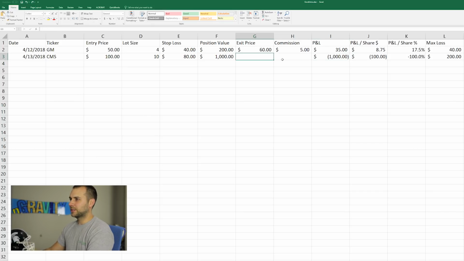So then I'm gonna say my exit price on this, let's say we actually lost money on this, right? So I didn't quite hit my stop loss, but I got out at $90. My commission was still $5. So there you go. You say my profit and loss was negative $105, right?